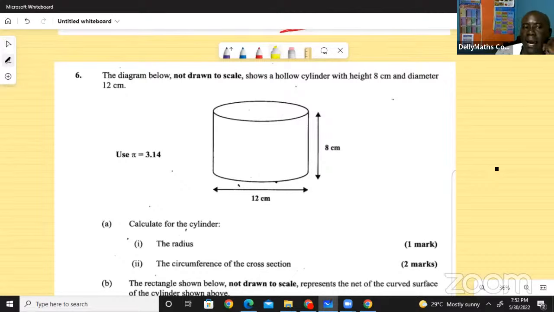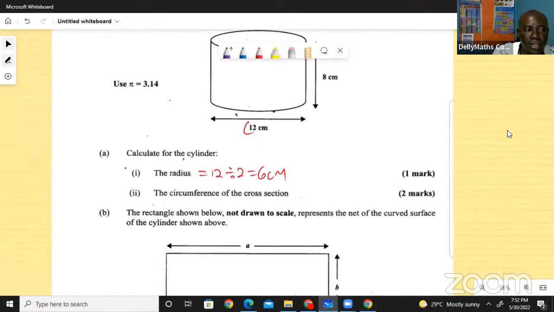Remember, they gave us the diameter, and we have 2 radii that make 1 diameter. So having a 12 here, the radius is equal to 12 divided by 2, and we get 6. That's the unit. So the radius is 6.